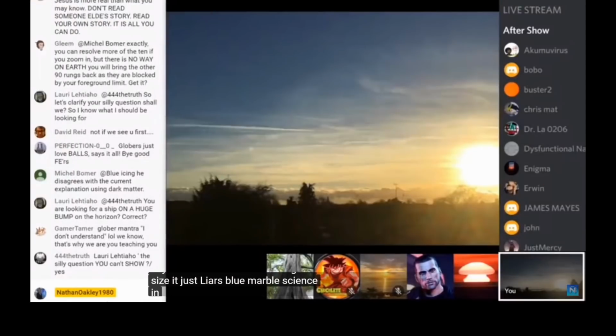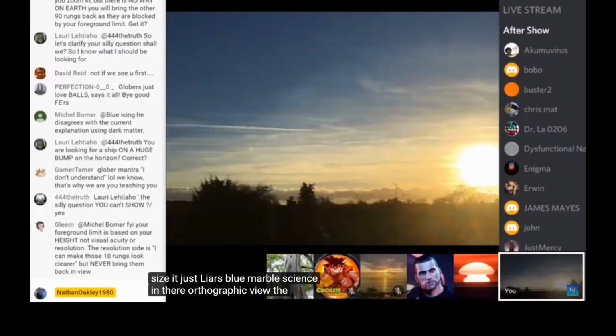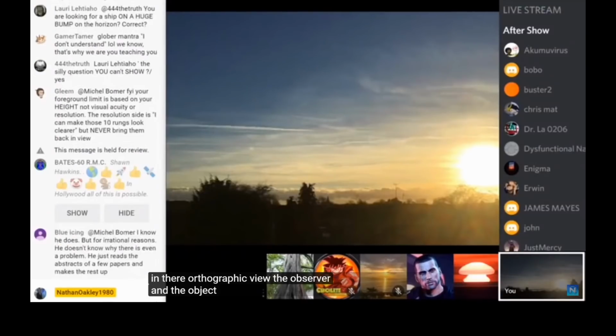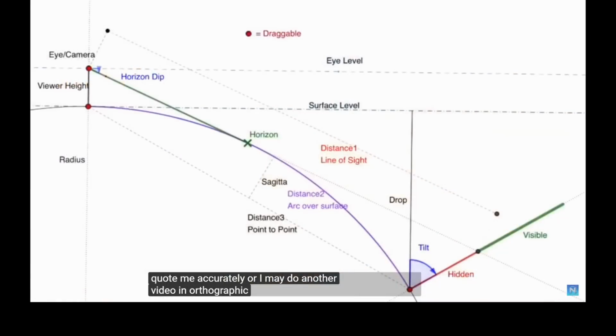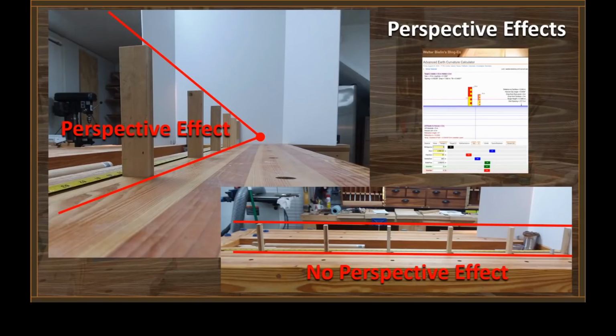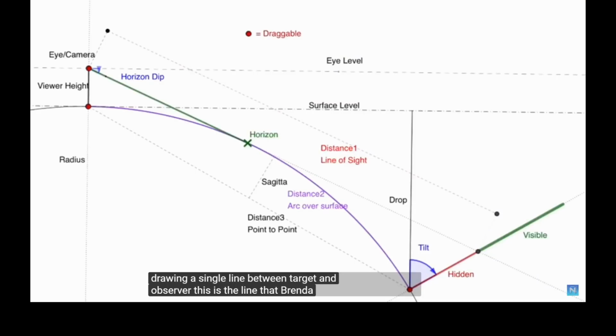Blue Marble Science. In the orthographic view, the observer and the object are the same distance away. Therefore, no change in the apparent size due to perspective. Quote me accurately, or I may do another video. In orthographic view, they're not necessarily accounting for perspective at all. That's the first issue. That's the point of using it. You're normally drawing a single line between target and observer. So you do understand it. This is the line that Brenda took.